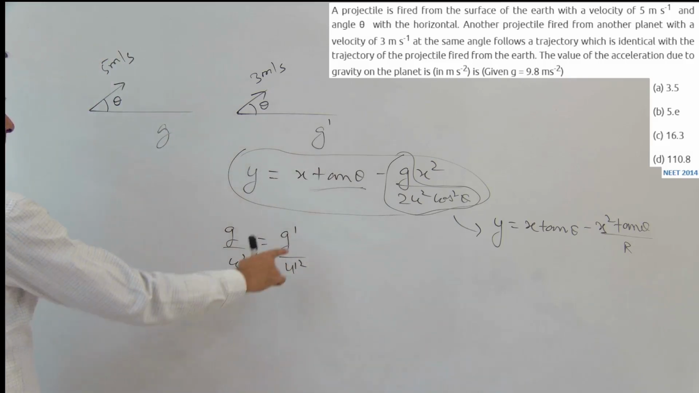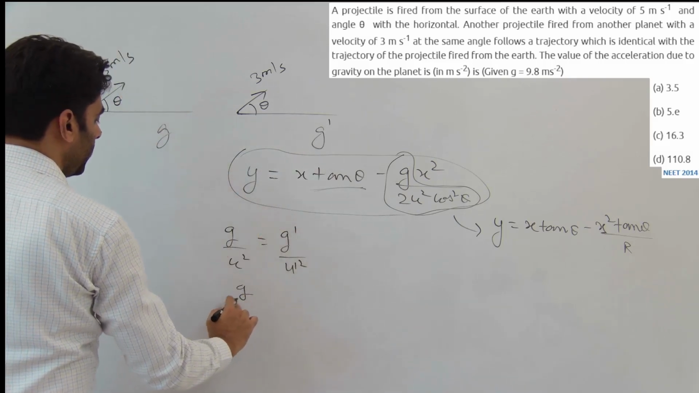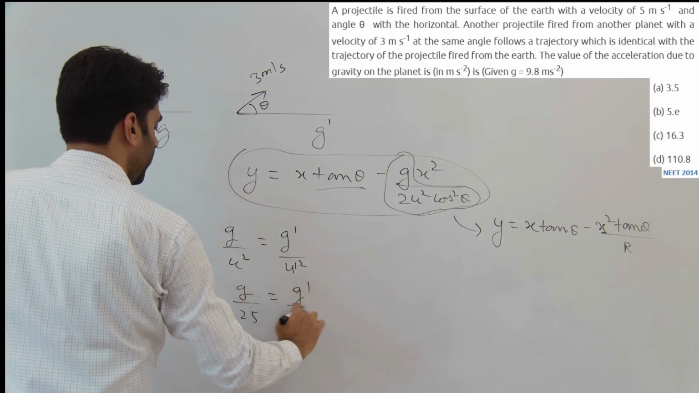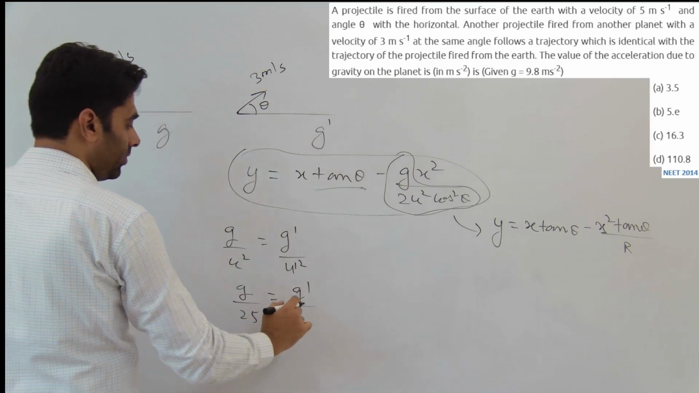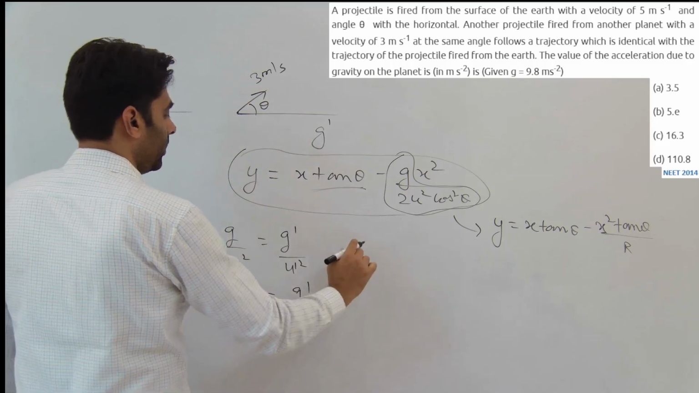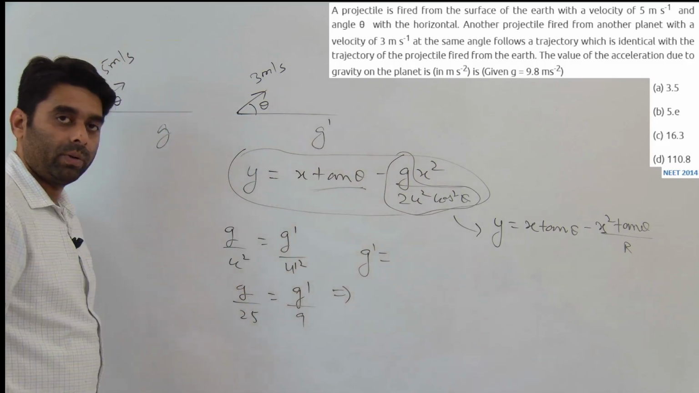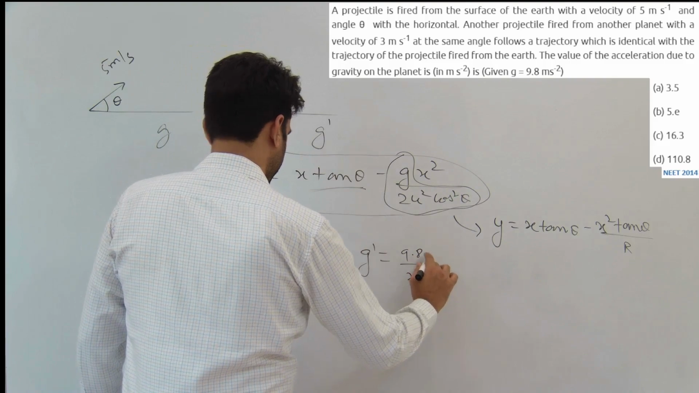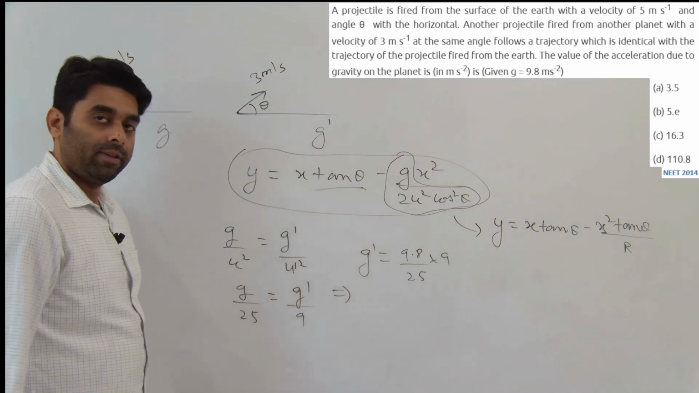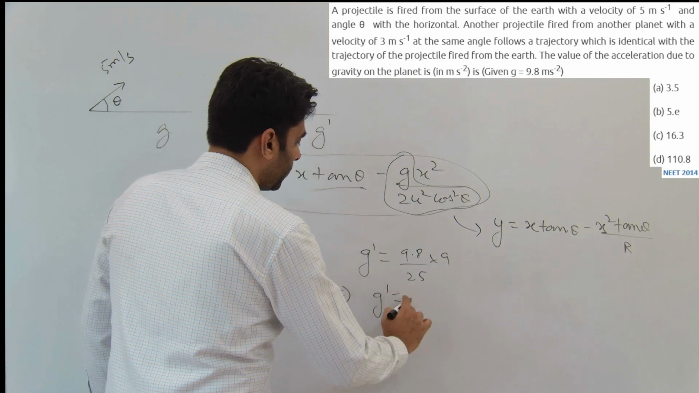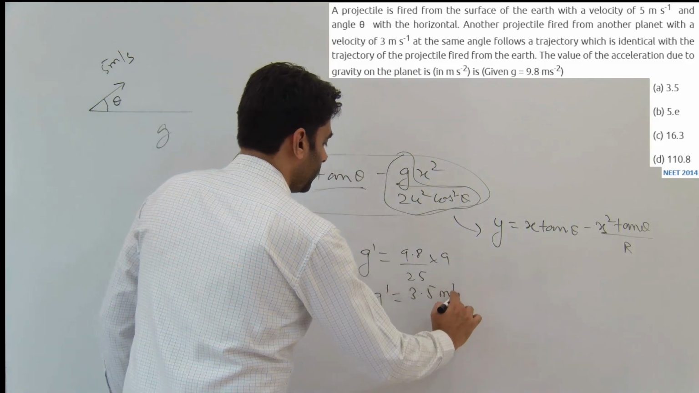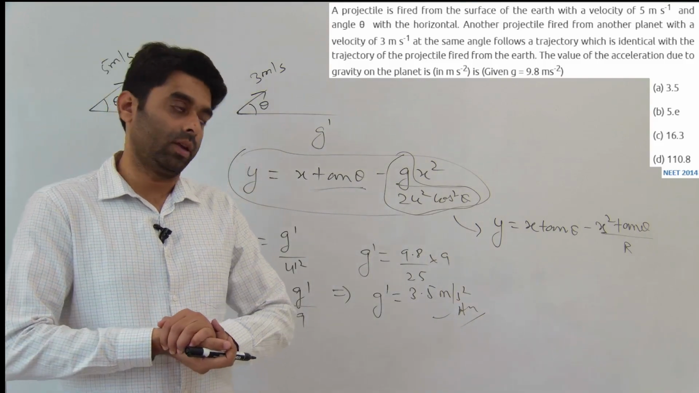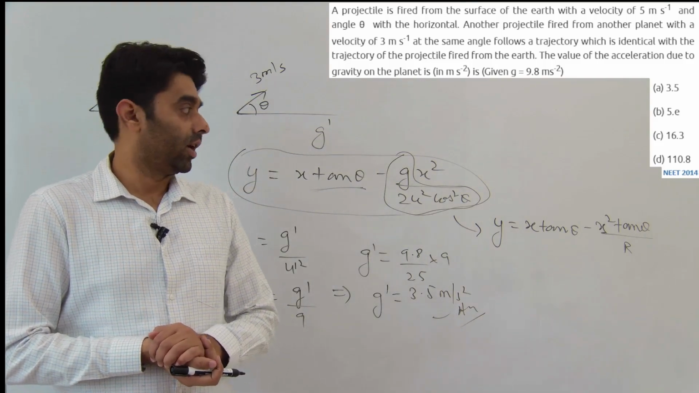Let us substitute now. We want to find out g dash. So g by u square is 5 square, that is 25, equal to g dash by u dash square. U dash square will be 3 square, which is 9. So we get over here g dash is equal to g by 25 into 9. G is 9.8 by 25 into 9. When you simplify it, your answer comes out to be g dash value 3.5 meter per second square. So option number A will be your correct answer, right? I hope you got it.